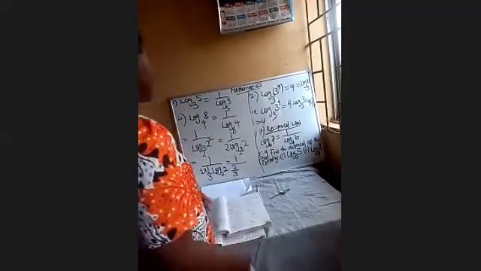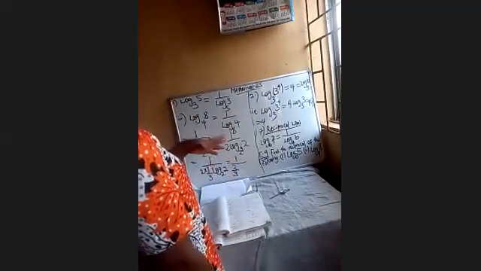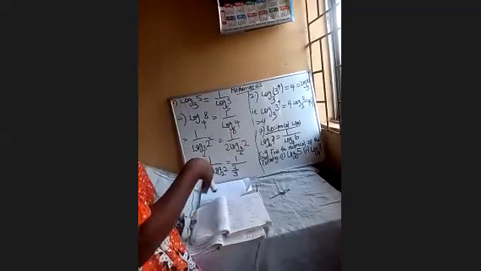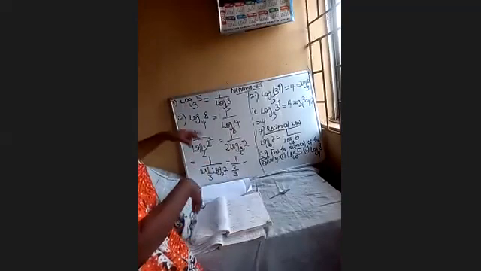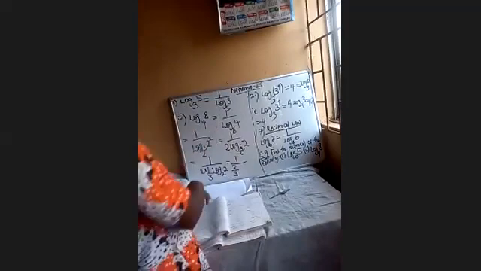The second question, logarithm of 8 to the base of 4. It becomes 1 over logarithm of 4 to the base of 8. 4 and 8 can be further broken down to the base of 2. So we have 4 to be 2 raised to the power of 2. We have 8 to be 2 raised to the power of 3.